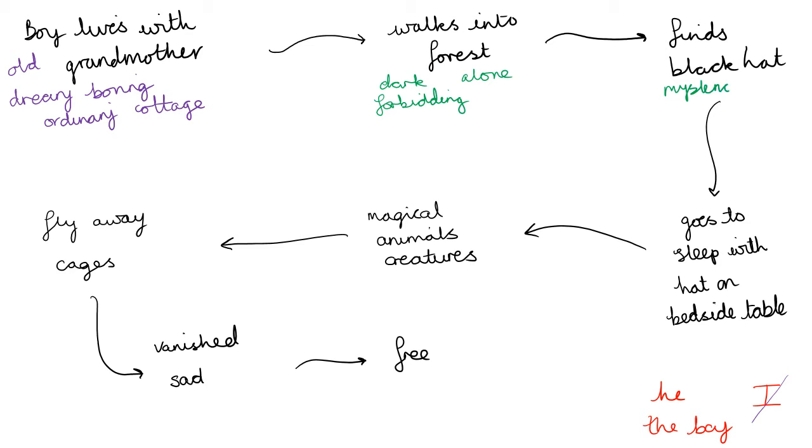Now he doesn't know anything about the hat. So you could describe the hat in detail. Maybe he put it on, he played with it, he had adventures, he used it in his stories. He then goes to sleep at home with it on his bedside table. Overnight, he ends up with magical creatures coming out of the hat.